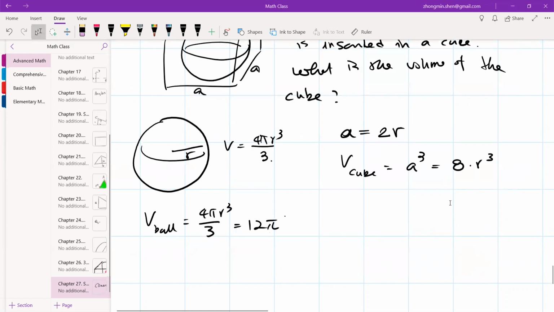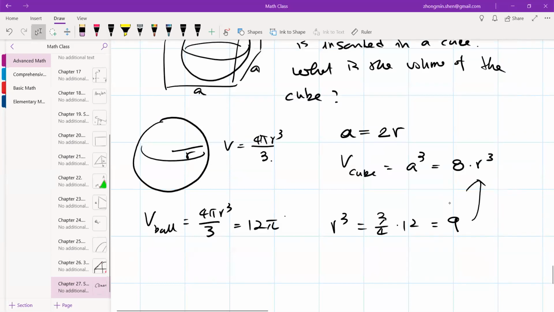Okay, so from here, you solve for r cubed, right? R cubed is going to be 3 over 4 times 12, which is 9, right? So you put it there, then you get 72.